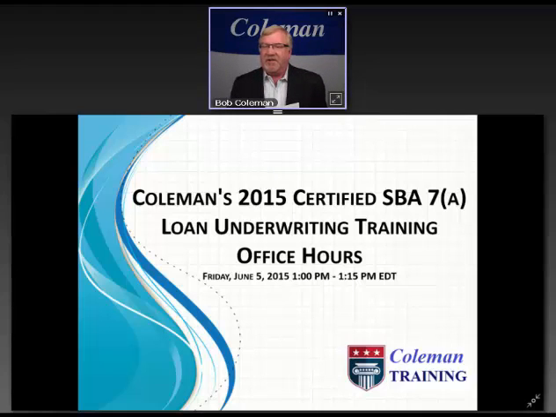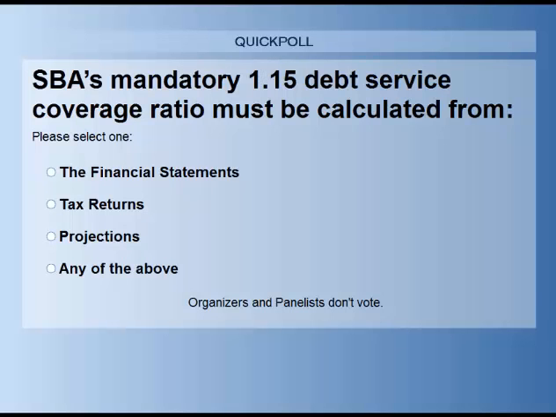Let's get into the poll questions. Poll question number 1. SBA's mandatory 1.15 debt service coverage ratio must be calculated from the financial statements, the tax returns, projections, any of the above.